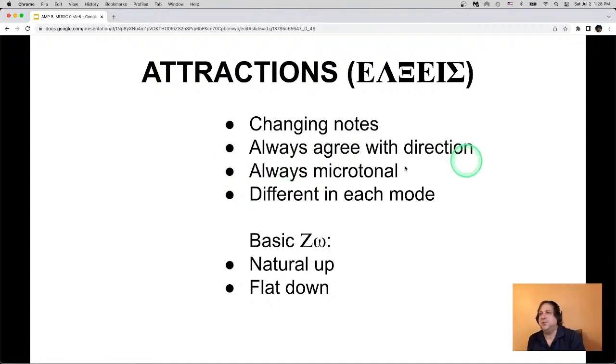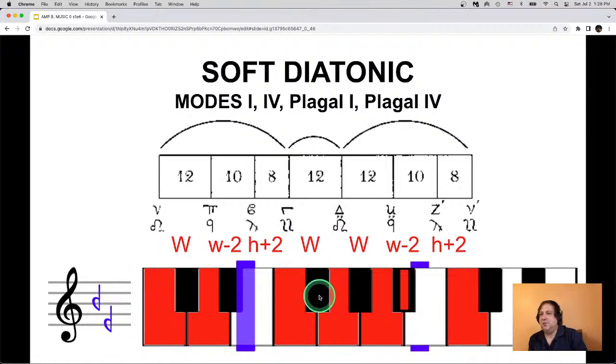They're always microtonal, which means they're going to have small changes to the tuning. It's not going to be massive changes. And they're different in each mode. So even though we have one soft diatonic scale, depending on which mode you're in, you're going to have different elxes. So your basic Zo idea is this in plagal fourth mode.